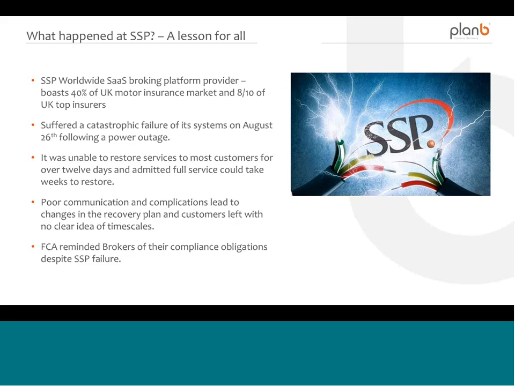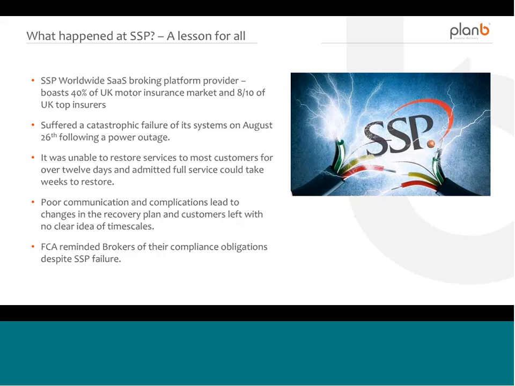It is a complete nightmare situation for the provider, for the data center provider if it's separate, but also for the customer, because the customer at the end, and this would be the insurance brokers in this case, had absolutely no idea of the scale of the problem or when it was going to be fixed, or indeed their priority within that. The situation ended up with very poor communication and complications, which led to changes in the recovery plan.